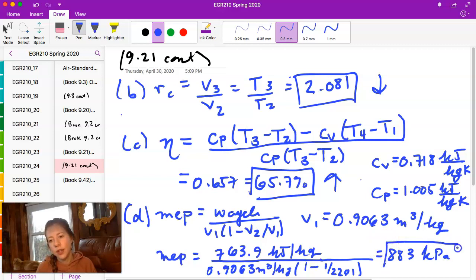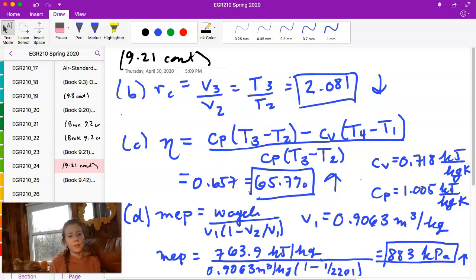And so this is also up compared to our last problem where we didn't have the cold air standard assumption. So when you assume constant specific heats for the whole process, you end up overestimating your efficiency and also your MEP, and underestimating your cutoff ratio and your compression ratio. So that's just something to keep in mind. So this would just be the cold air assumption.